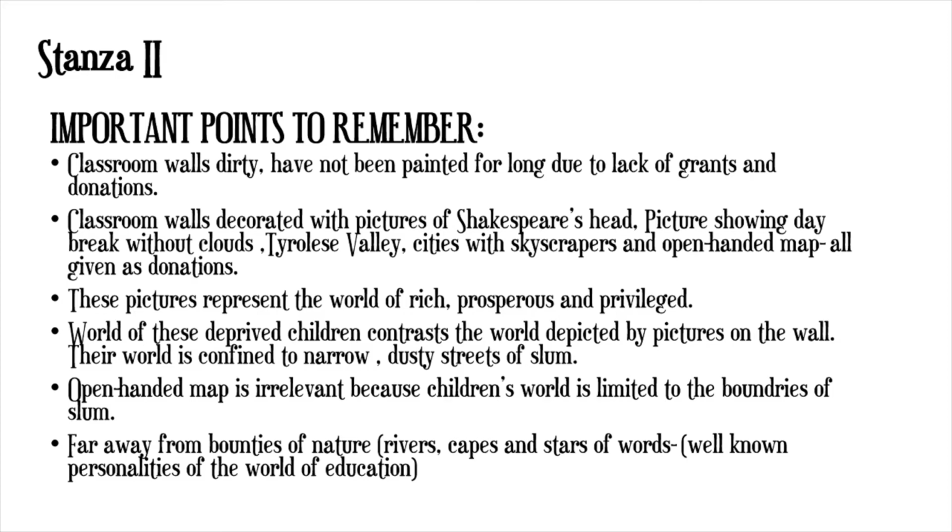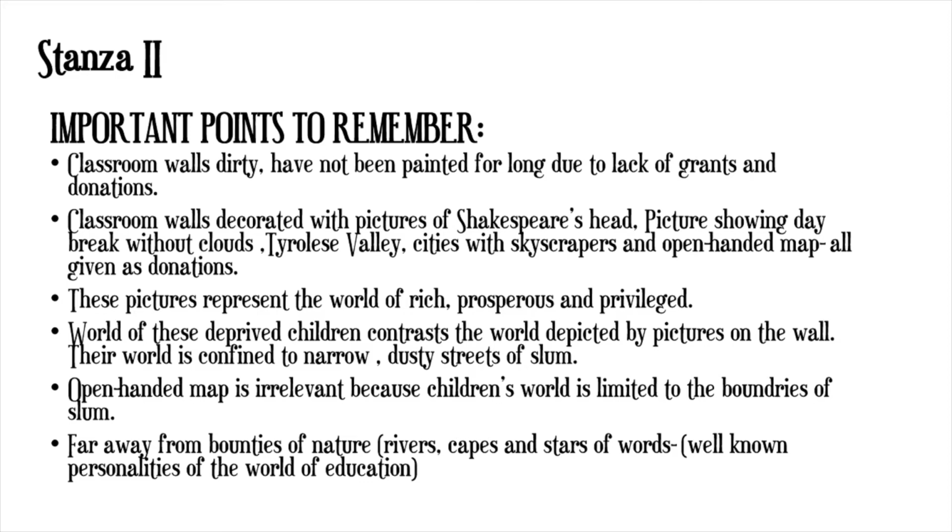Then he talks about how the classroom walls are decorated with pictures of Shakespeare's head, a picture showing daybreak without clouds. Then there's a picture of a beautiful Tyrolese valley, then a picture of cities with skyscrapers. And of course, finally, there's an open-handed map. All these pictures, according to the poet, are donated to the school by outsiders.